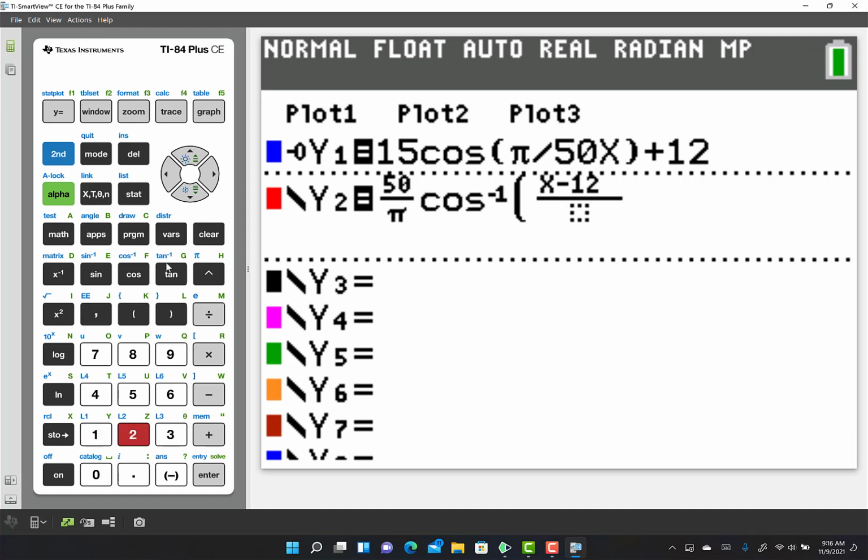X minus 12. We know it's a y, though. We know it's a y. And then over 15. And then close it. And I believe that's it, right? Okay. Don't graph. Don't push graph.